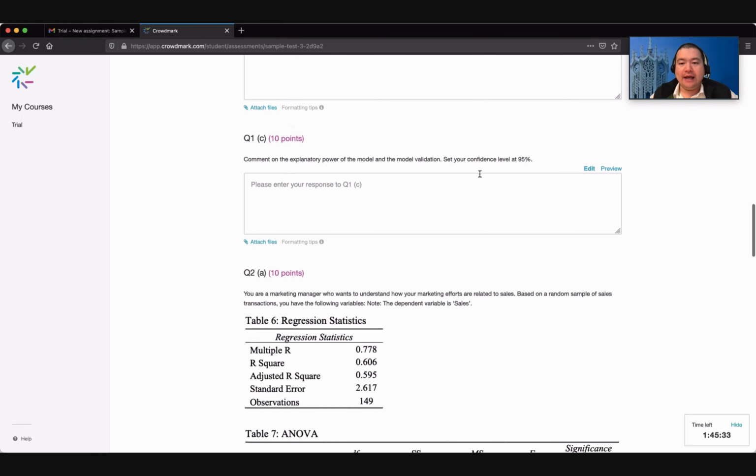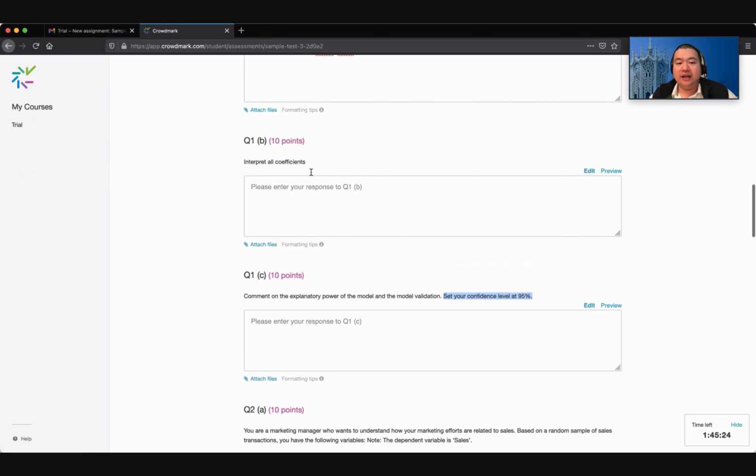Okay, and here when I say set your confidence level at 95%, you can just be sure the confidence level is 95%. But when you interpret all the coefficients, and I didn't say the confidence level is at 95%, then it could be 90%, 95%, 99%. So you just check all 3. Okay, I think it's easy, right?